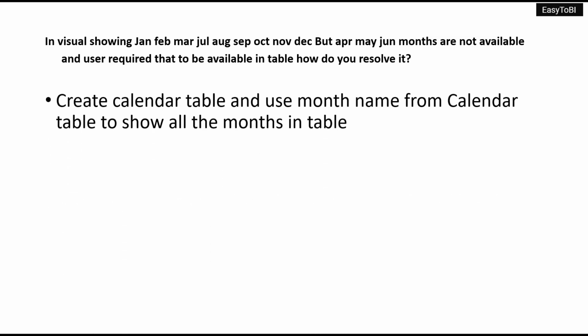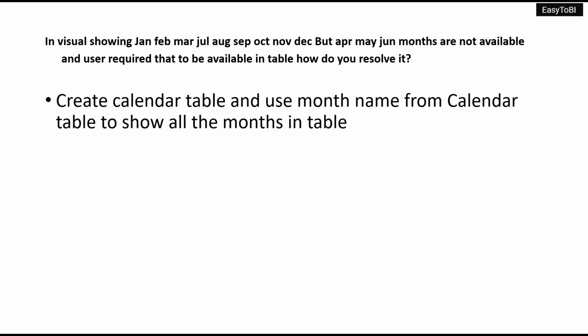The next one is that suppose you have one table visual. In that table visual you have January, February, March, then it skips a few months, and then July, August, September, October, November, December. April, May, June are not available at all, but the user gave a requirement to represent that data. If anything is not available, it should still appear in that table. So it is one of the requirements. How will you resolve it?